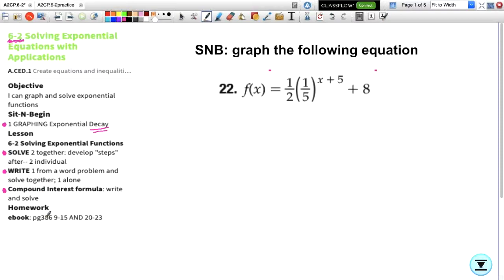Your homework tonight is in the ebook. It's 9 through 15 and 20 through 23. So 9 through 14 is going to focus on solving. 15 is going to be probably the trickiest problem of them all. It's going to be one of these ones where you have to write it directly from a word problem. And then 20 to 23 are going to have you calculating compound interest.